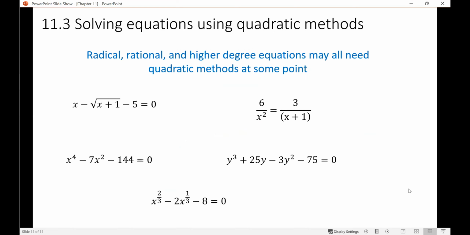Okay. So I have some examples for us that aren't immediately quadratic equations. In fact, these are radical equations, rational equations, and some higher degree equations. But in all of these equations here, I have 5 that I'm going to work through. We're going to end up using quadratic methods. And so I'm going to give you an example of each of these types, and I'm going to work through it on my whiteboard.